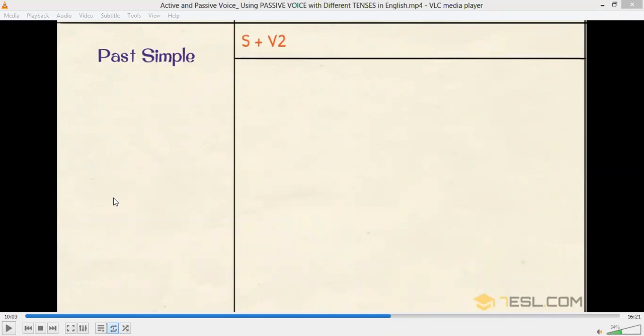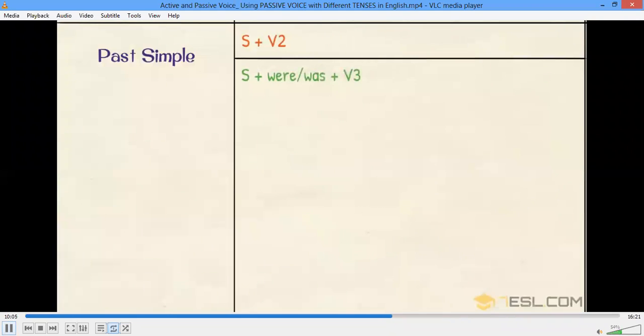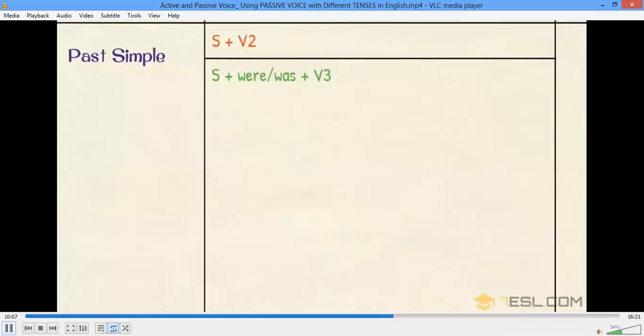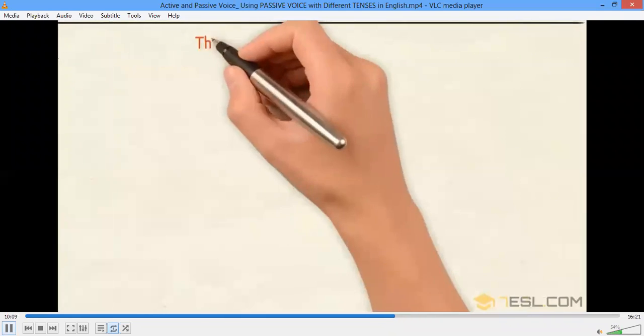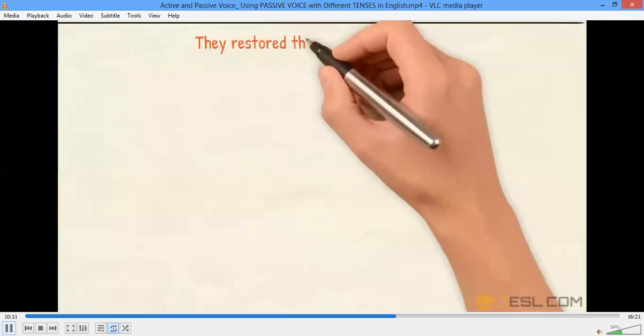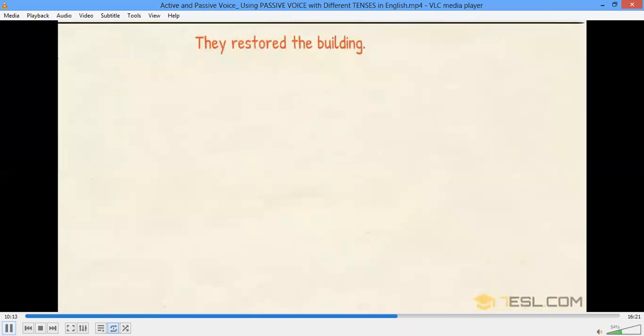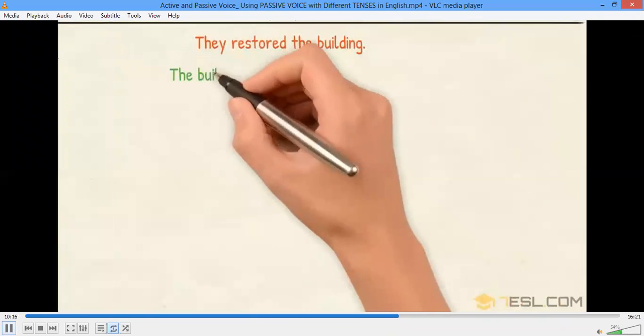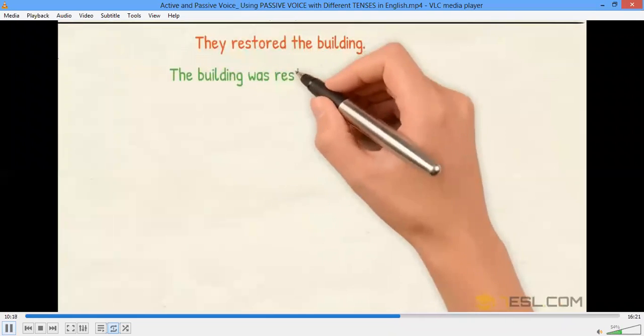Now, students, we are discussing the simple past tense. For the simple past tense, it's subject and second form of the verb. They restored the building. The building was restored by them.